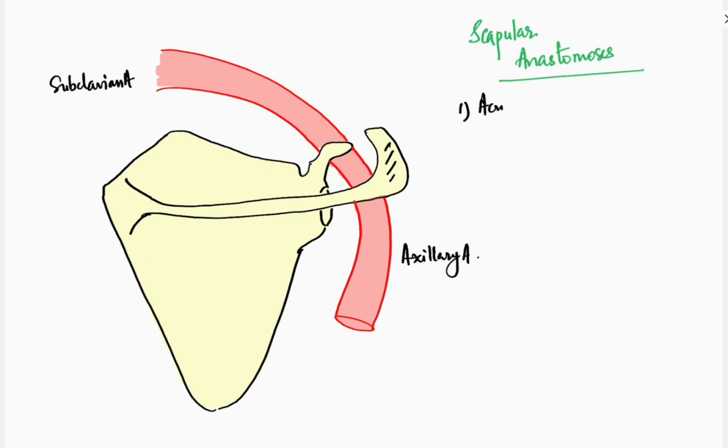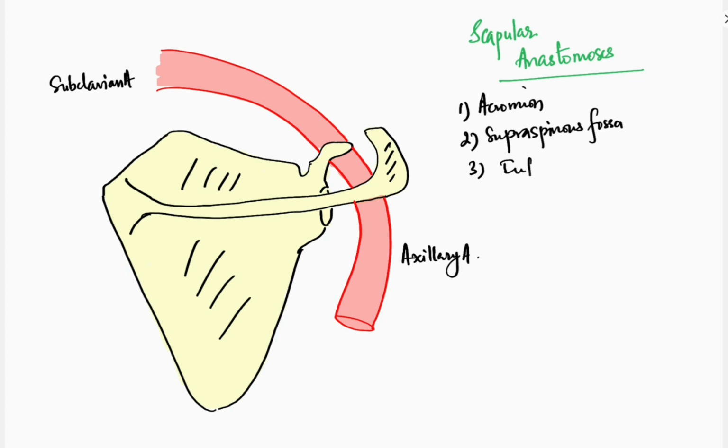One is the acromion process, in the supraspinous fossa, the infraspinous fossa, and anteriorly over the subscapular fossa.